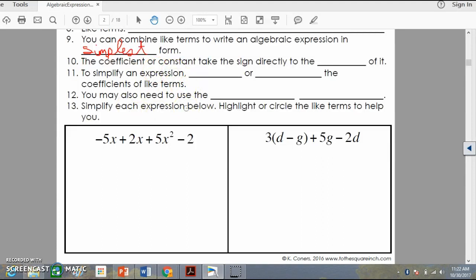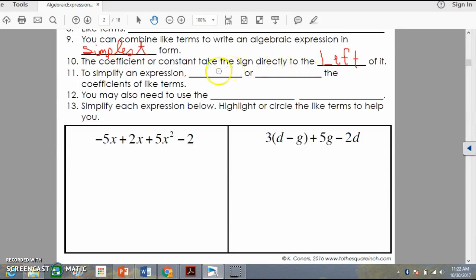Number 10 says the coefficient or constant, take the sign directly to the left of it. This is a big one. I think sometimes we forget where the variable is, where the sign is. If it's a positive on the left side of the number, then it's positive. If there's a negative sign on the left side of the number, then it's negative.